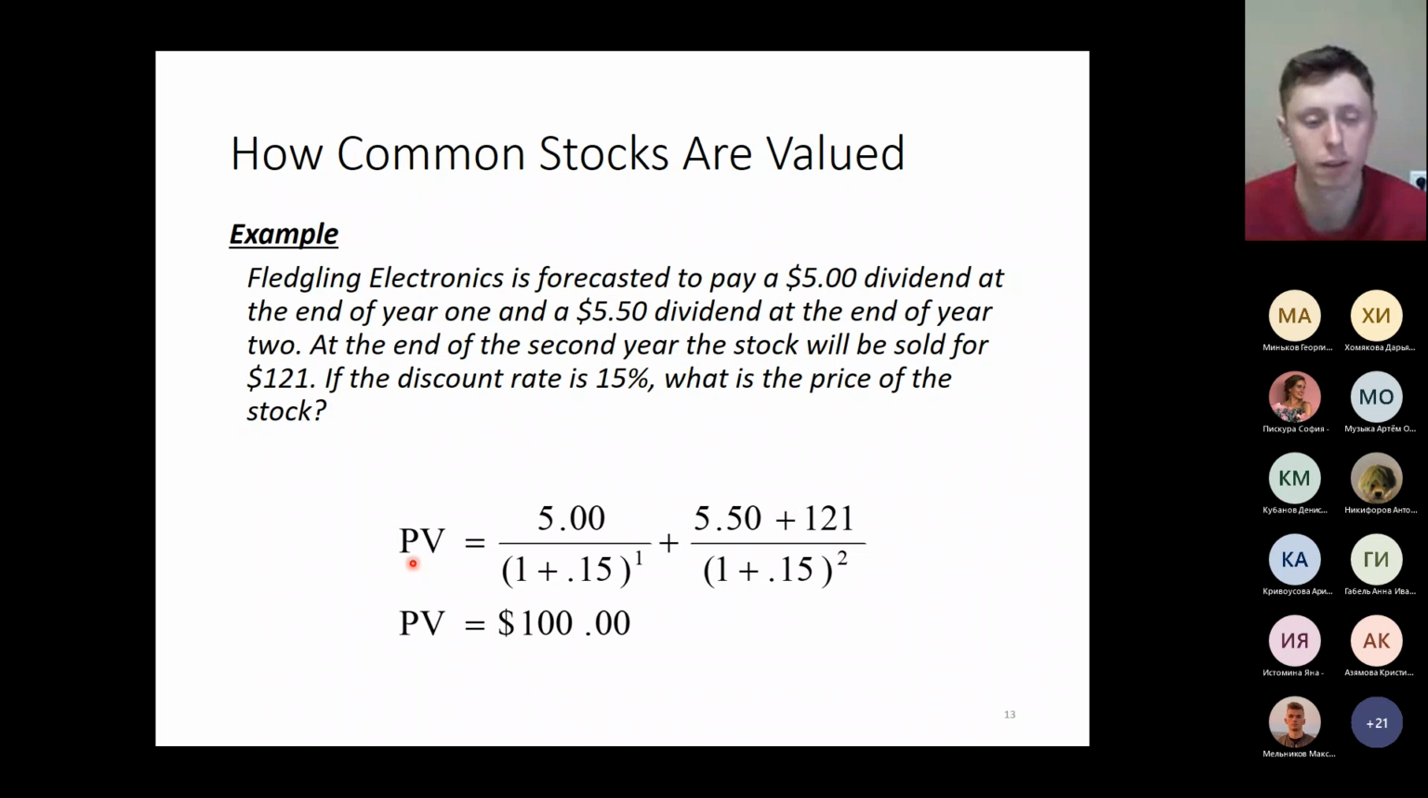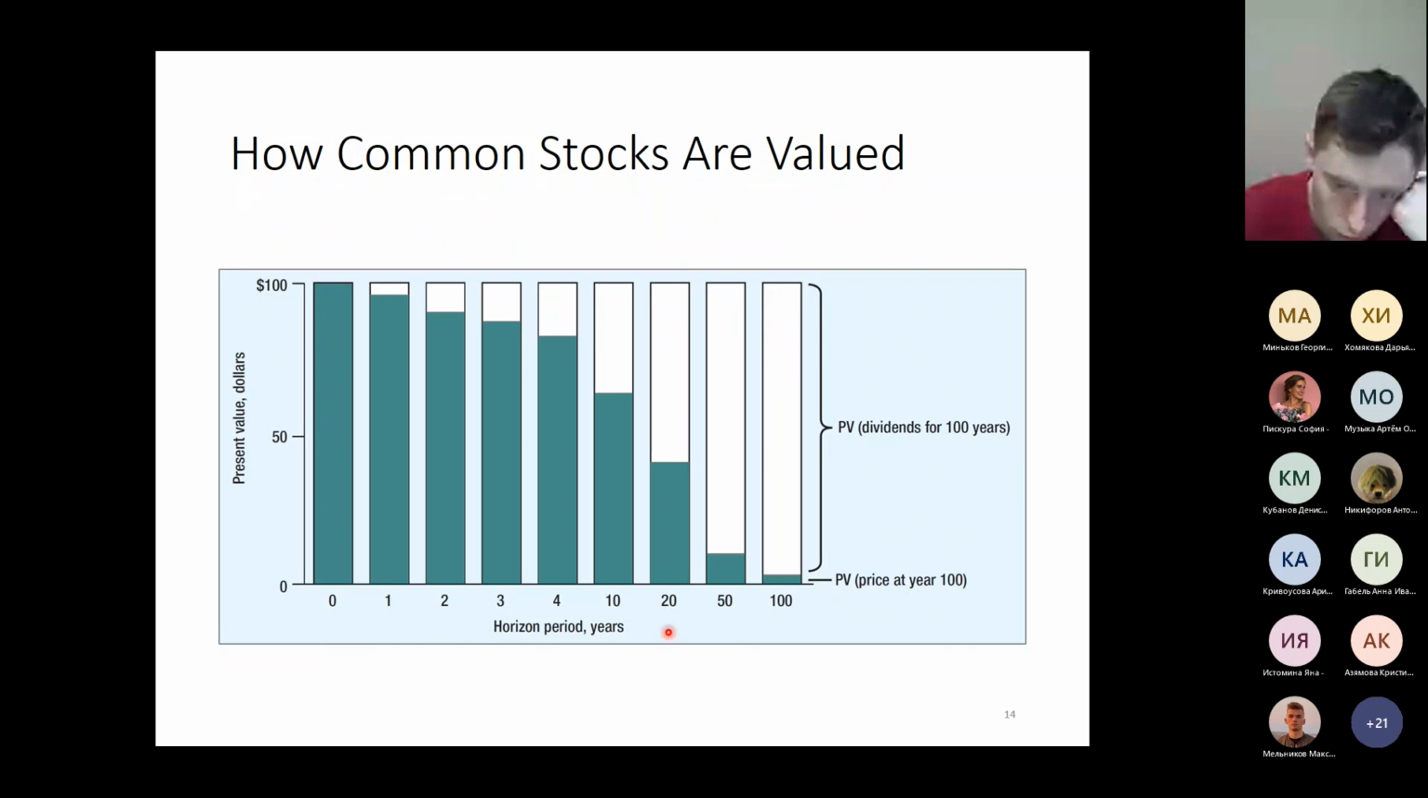If we expect the market price to be 121 in two years, and expect dividends of 5 in the first year and 5.5 in the second year, the present value would be 100, which is the same as in the previous form of the exercise. But here we should keep in mind one important consideration.